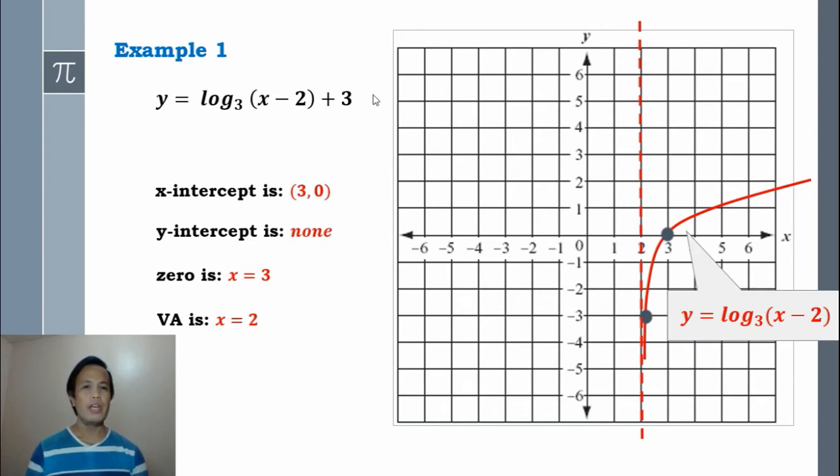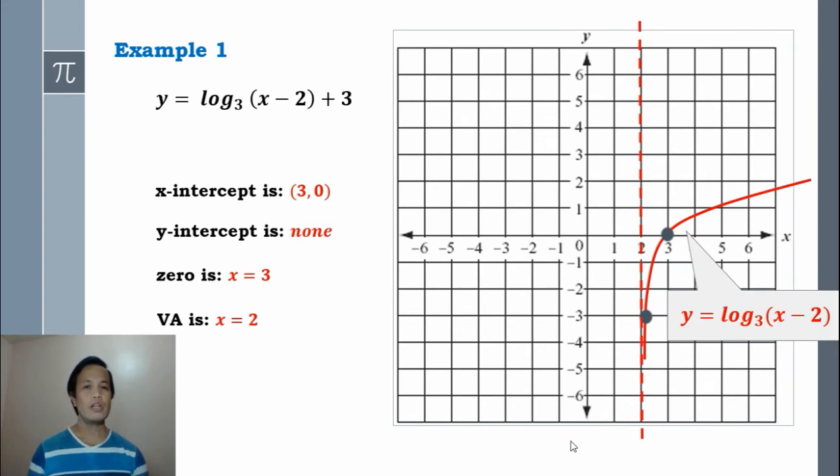Now let's continue. If we include the plus 3 here, we will plot the whole function. So y equals log of x minus 2 base 3 plus 3. Now the plus 3 here indicates the vertical translation of the graph. So from the original point here, our graph will move 3 units up, so 1, 2, and 3. And of course, this point will also move 3 units upward. For the vertical asymptote, since the graph will only move upward, the vertical asymptote will not change. So the vertical asymptote remains at x equals 2.